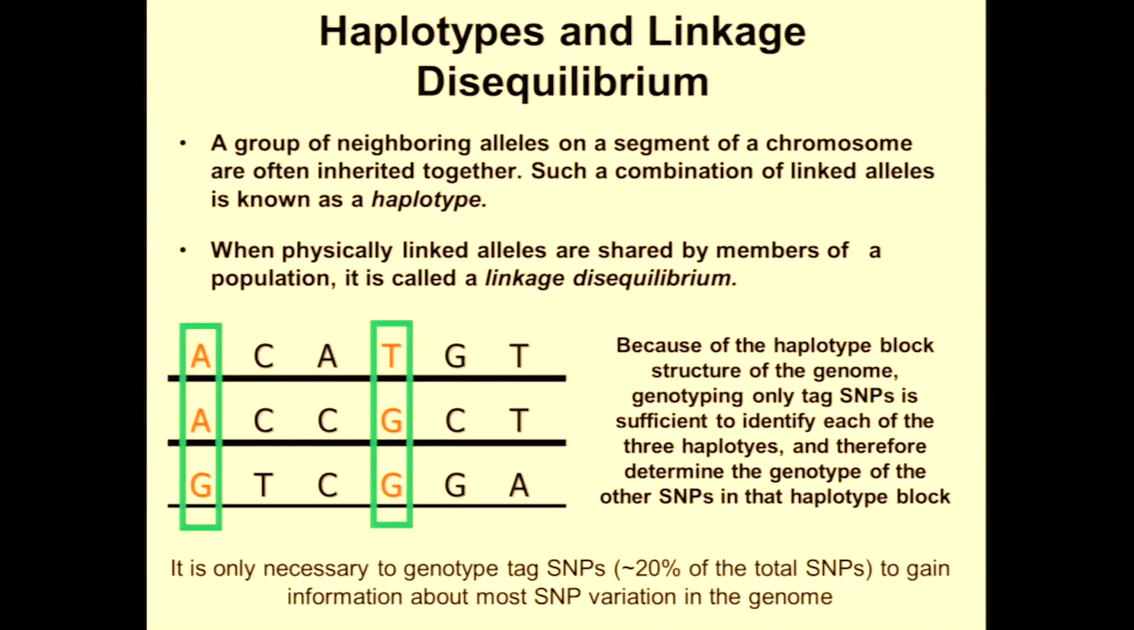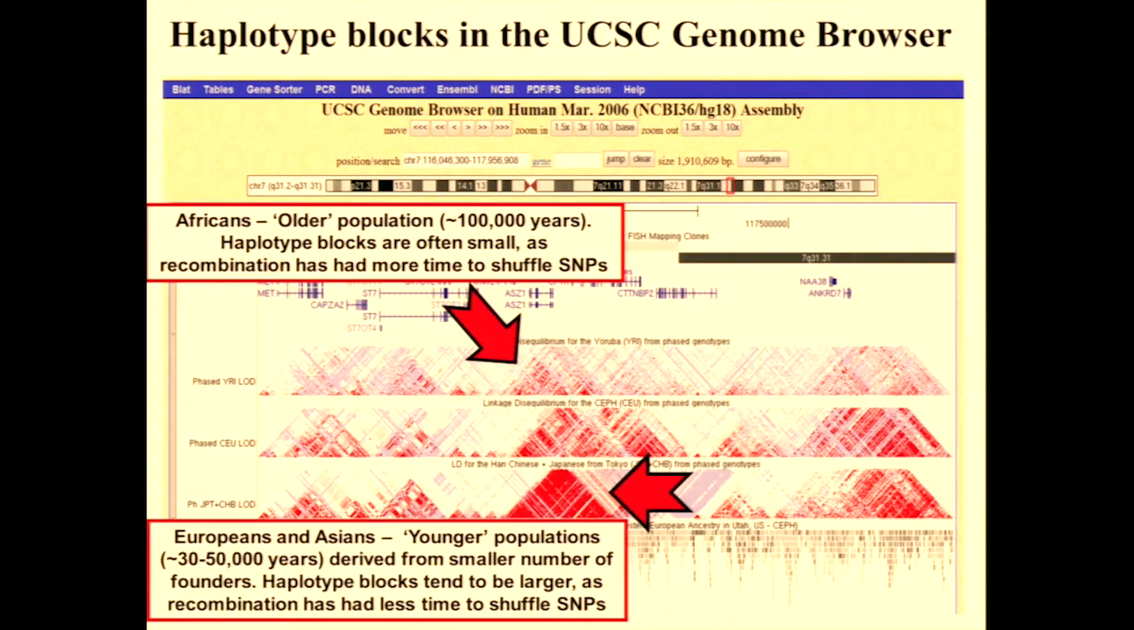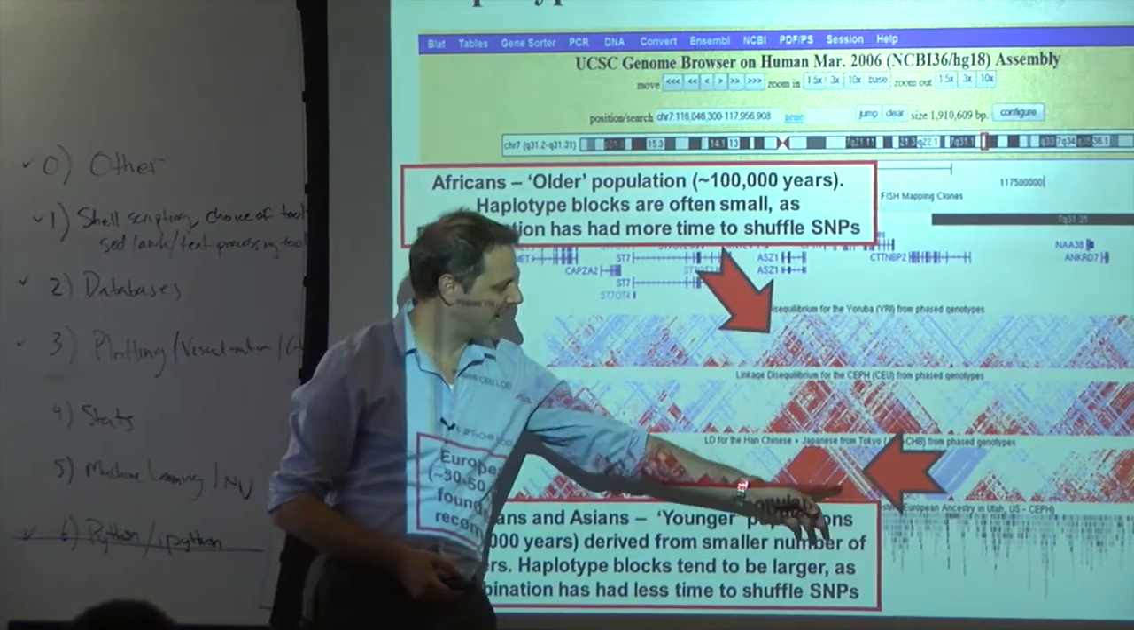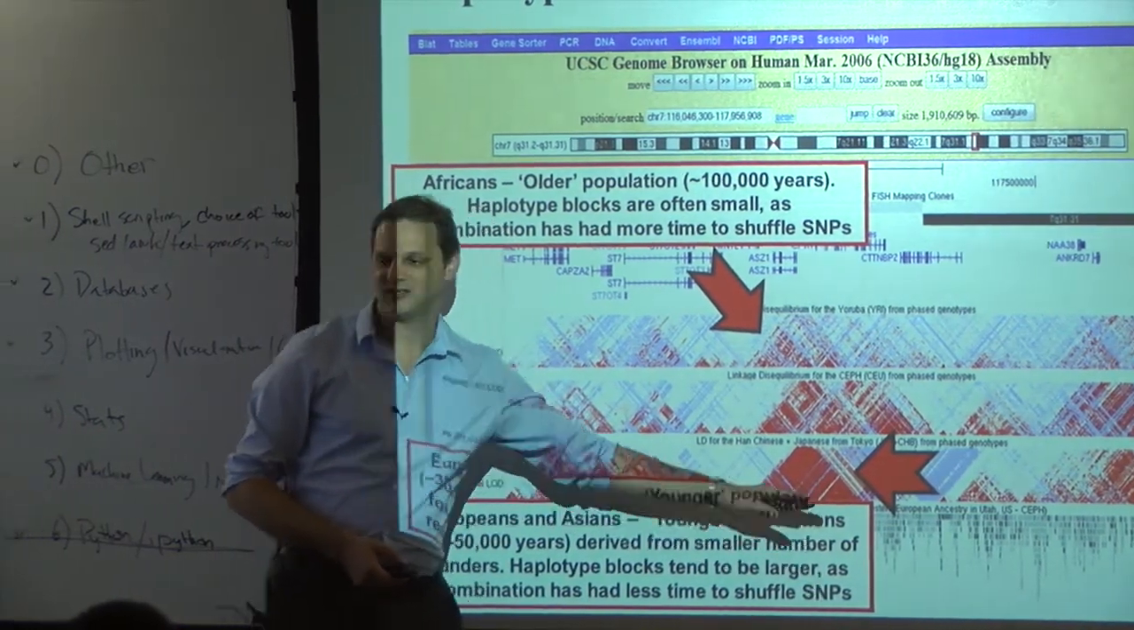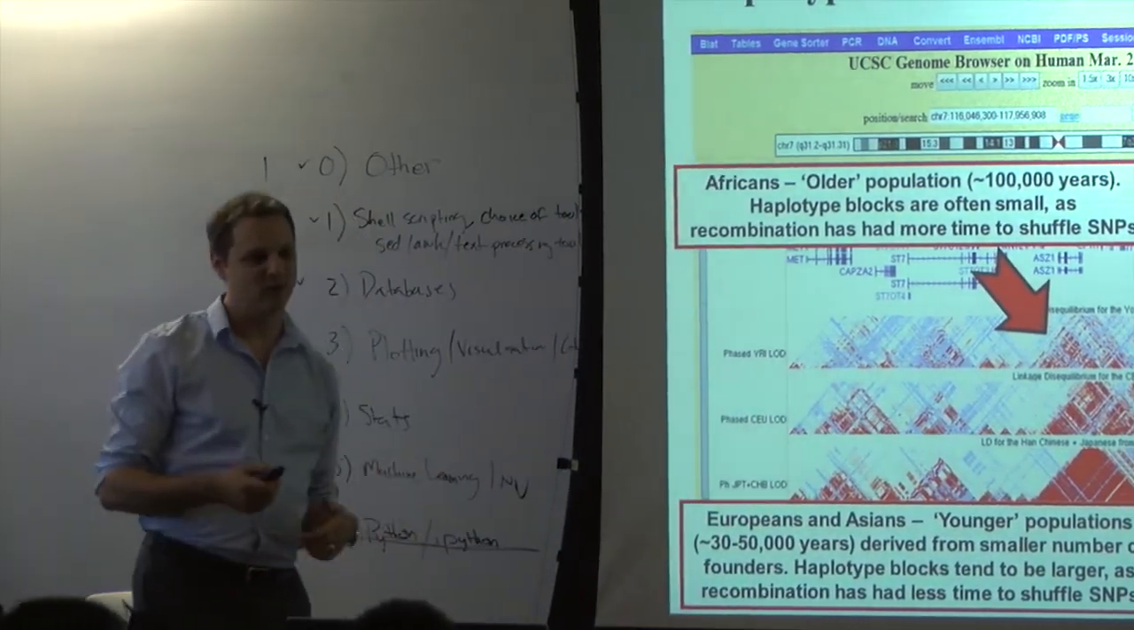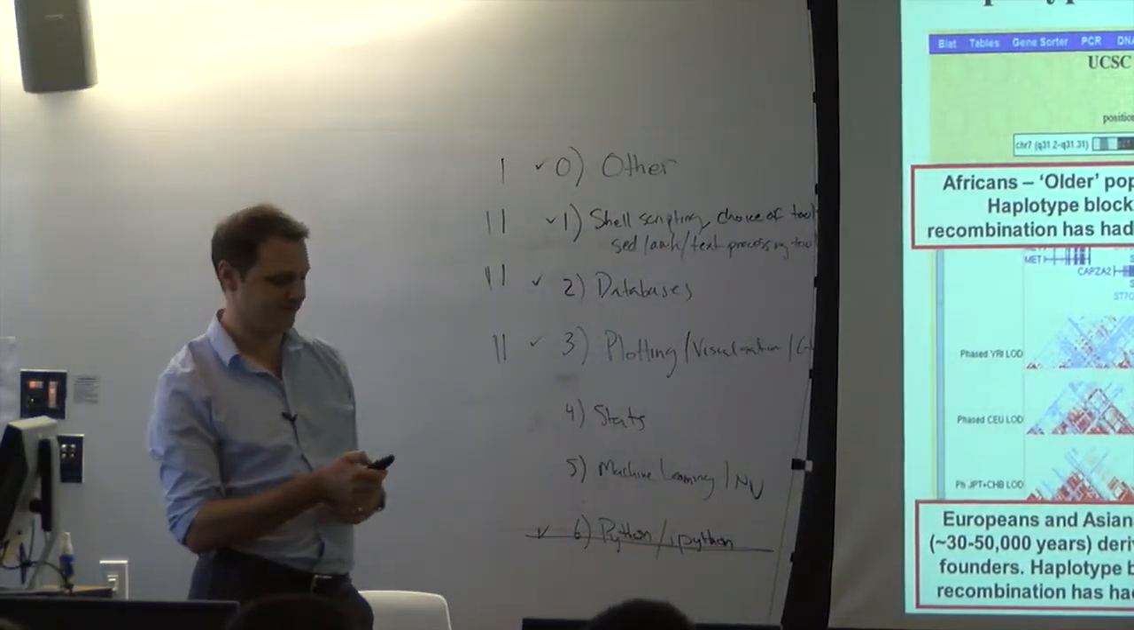So what that means is that when you come to do things like a genome-wide association study where you want to assess the genetic variation in an individual, you don't actually need to genotype every SNP because there's redundancy. I can just genotype one or two what we call tag SNPs in this region, and I don't need to bother genotyping the rest, because once I've done one or two of them, I can predict what the other ones are.